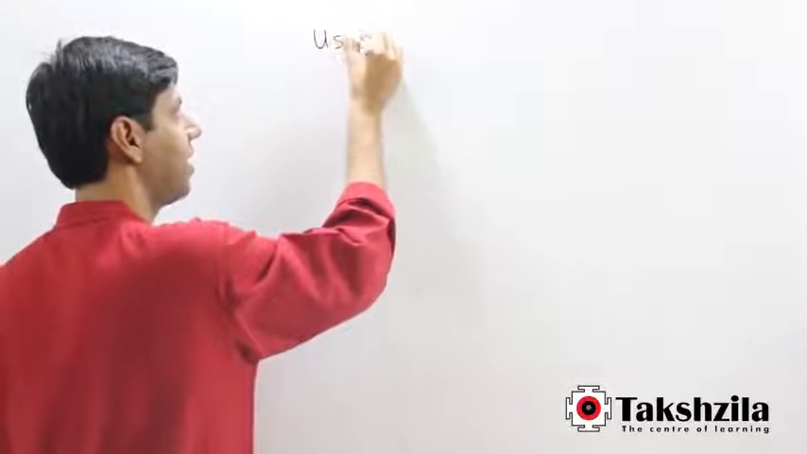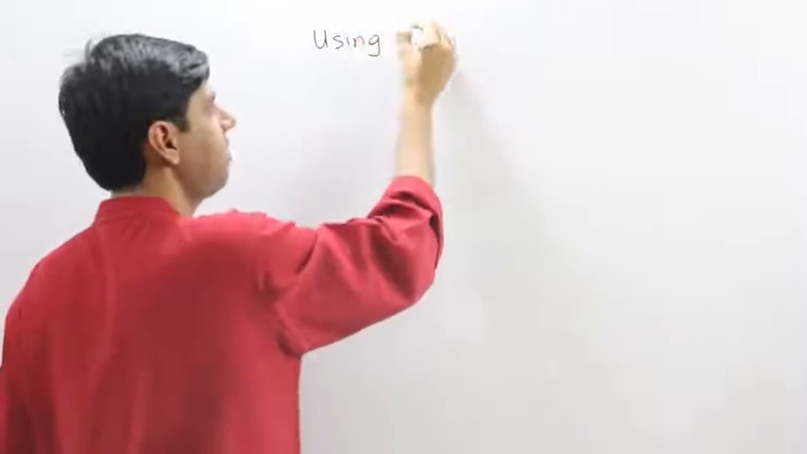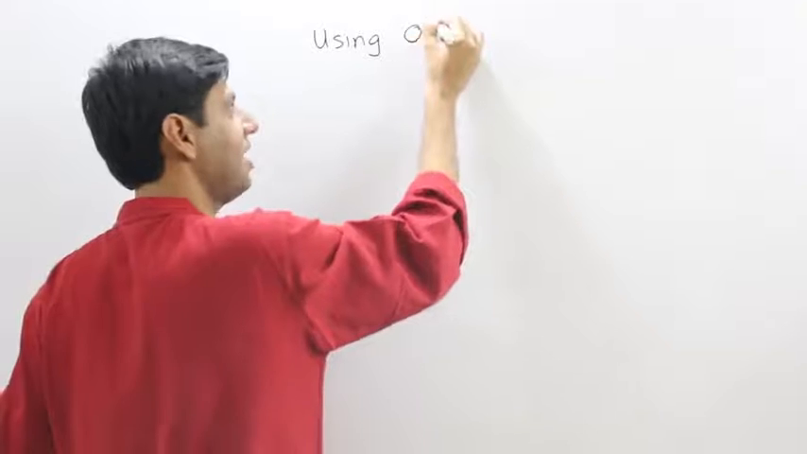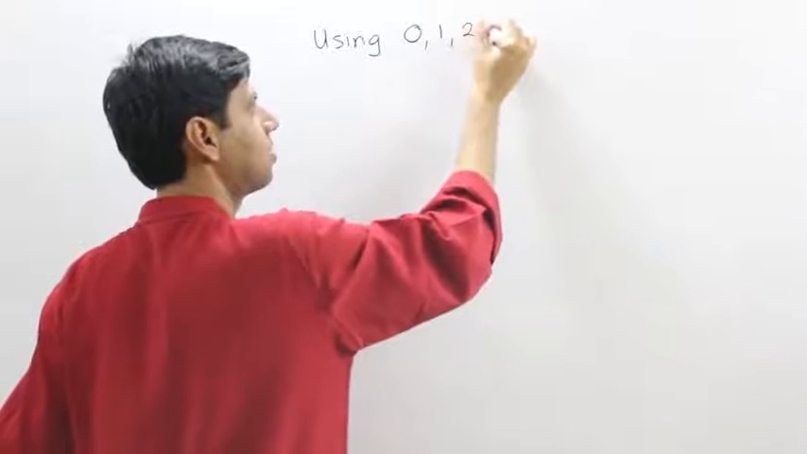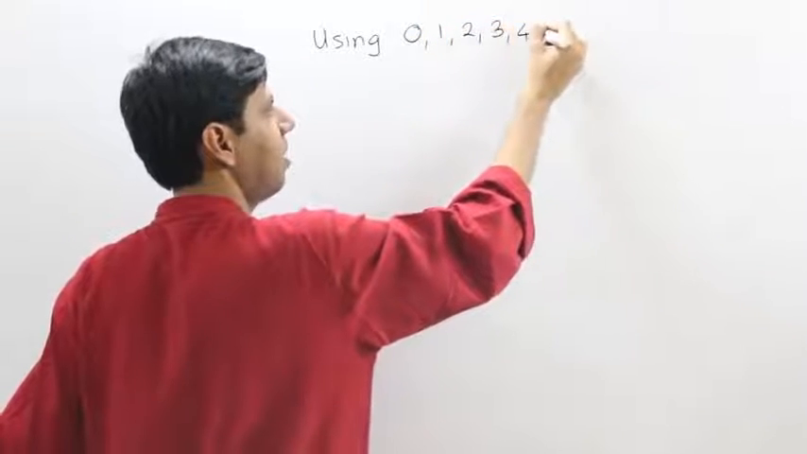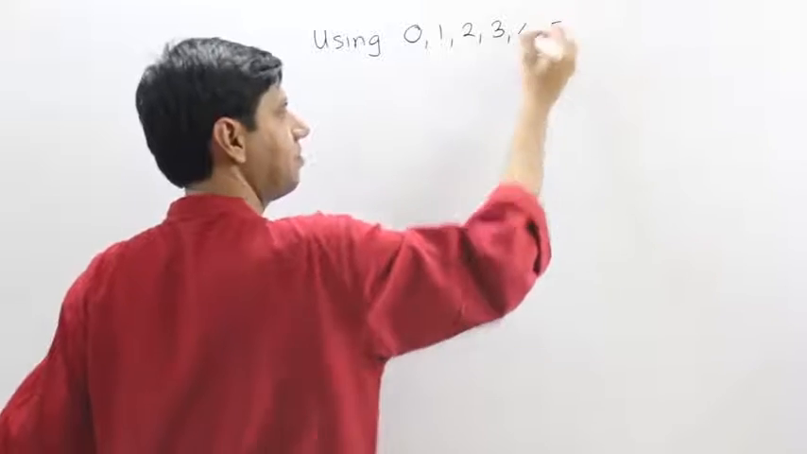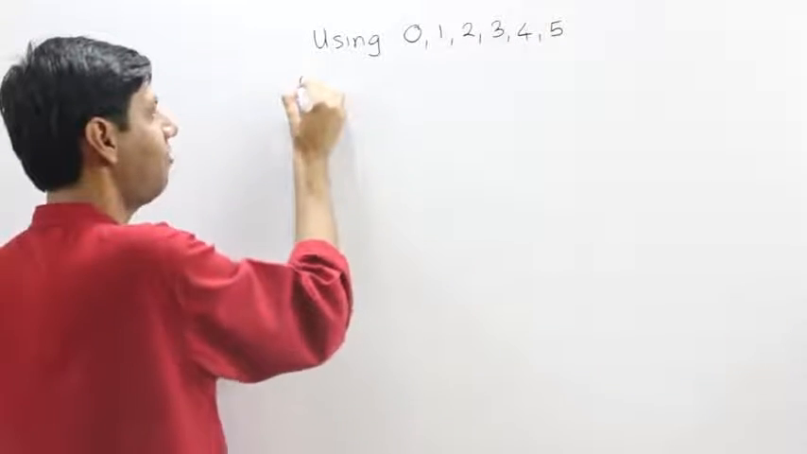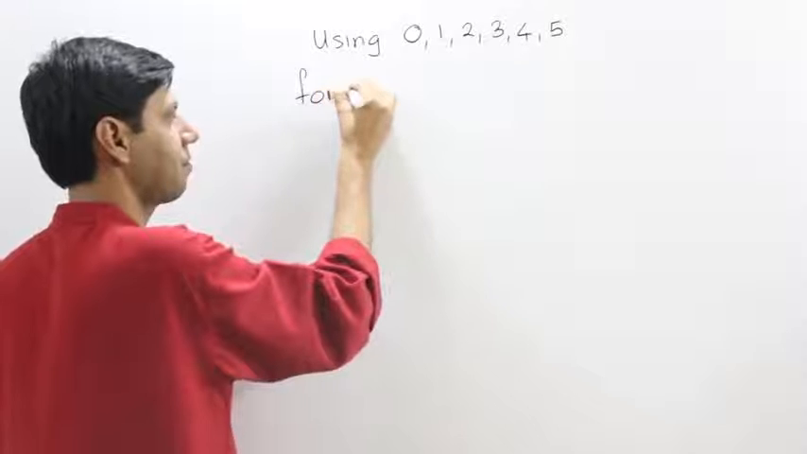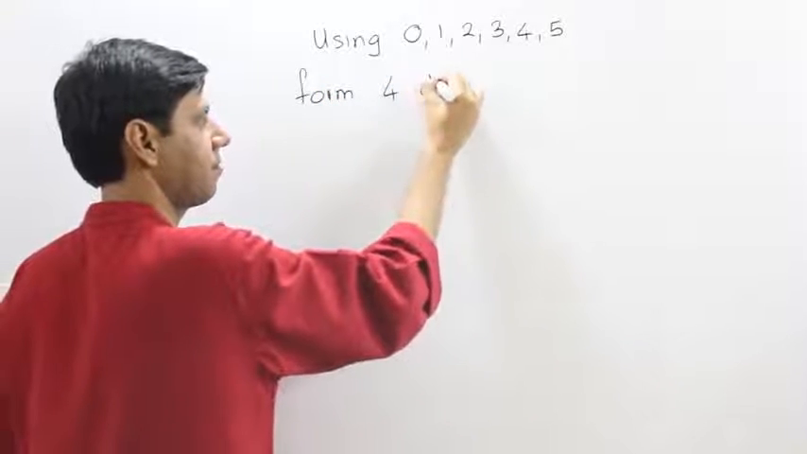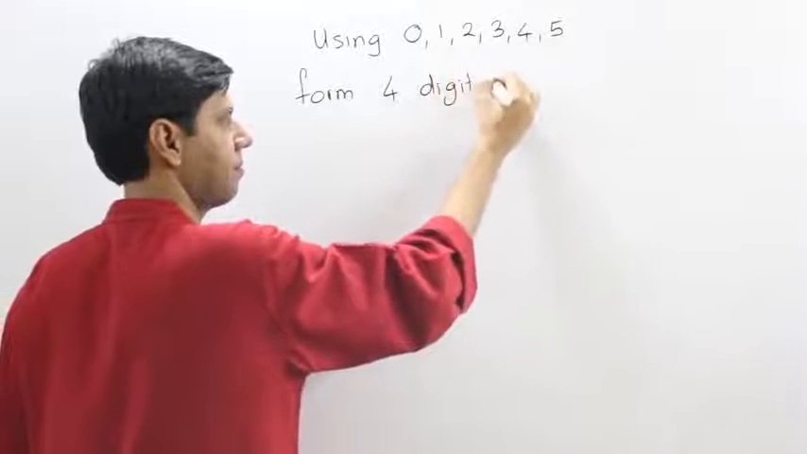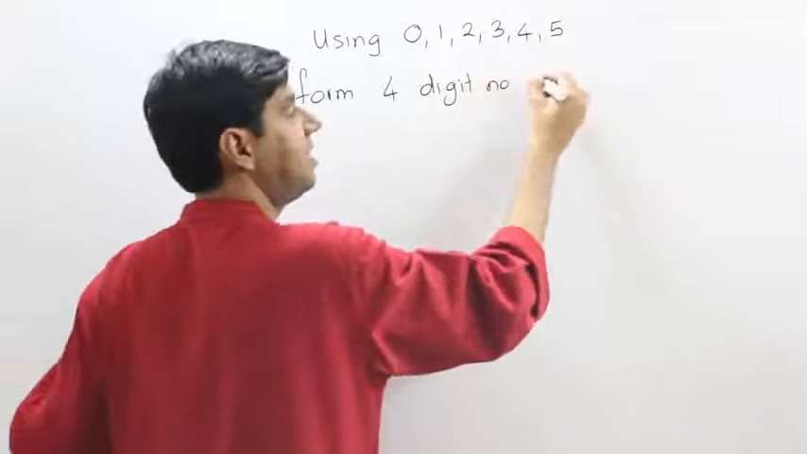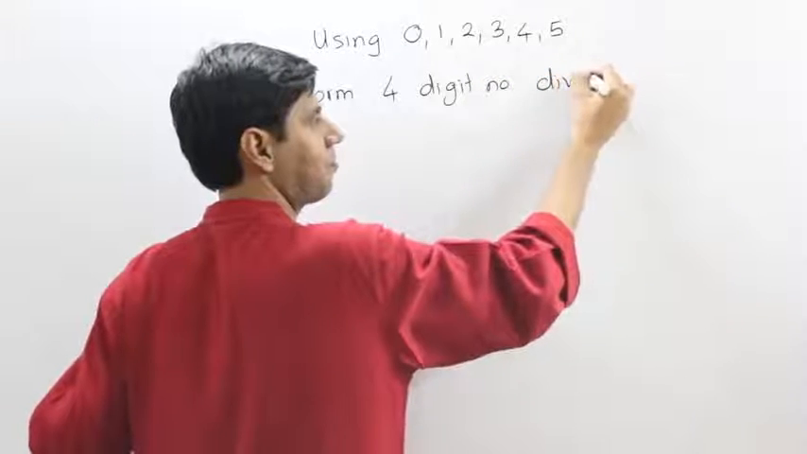So let me limit again the scope of it. So using 0, 1, 2, 3, 4 and 5, form a 4-digit number that is divisible by 4.